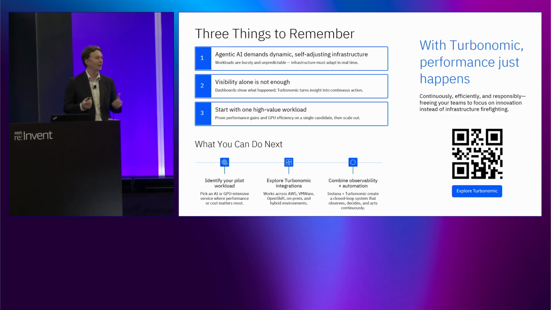We also have a broad set of integrations across the hybrid cloud. We have a ton of AWS services that we optimize. We also do private cloud with VMware and Nutanix and others, OpenShift and hybrid environments, and other CSPs that we support. There's also an opportunity to combine observability and automation. Our sister product Instana provides even better metrics to power our automation and make our right-sizing actions even better.